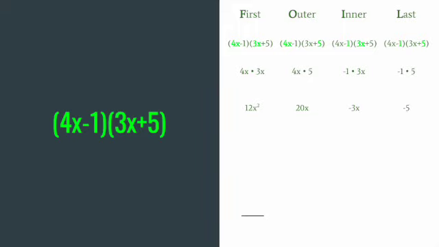Now we are left with 12x squared plus 20x minus 3x minus 5. We can simplify this expression by combining like terms. In this case, 20x minus 3x, which is 17x. This gives us a final answer of 12x squared plus 17x minus 5.